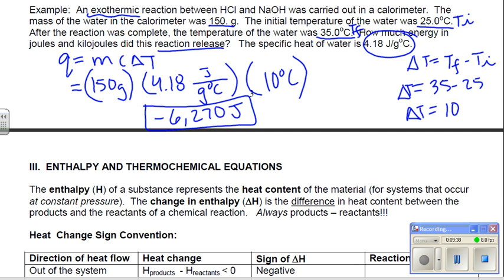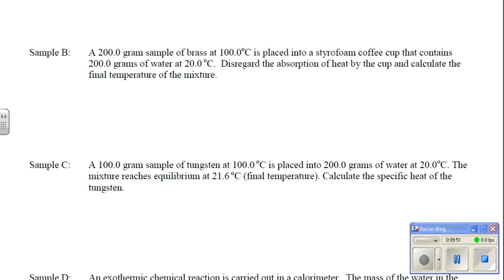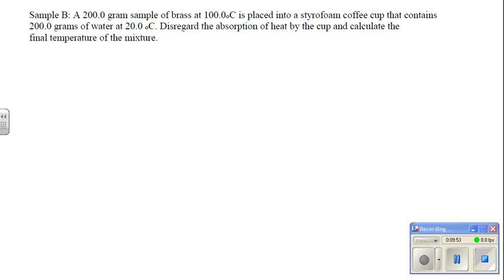Okay. So I want to work a couple sample problems from your homework. Okay, this is the homework page. And let's go ahead and go to sample B. Okay, so I'm going to open a PDF just because I have more room. Okay, sample B is a completely different problem. Okay, we are still going to use the same equation. It's just we're solving for a different variable.